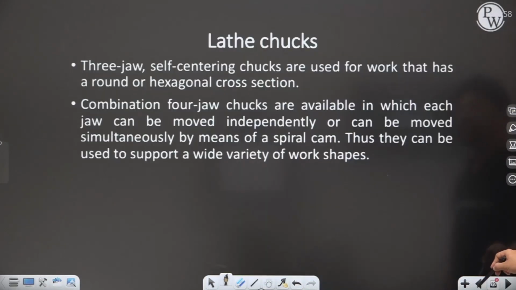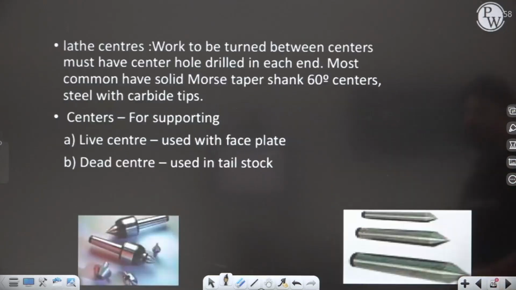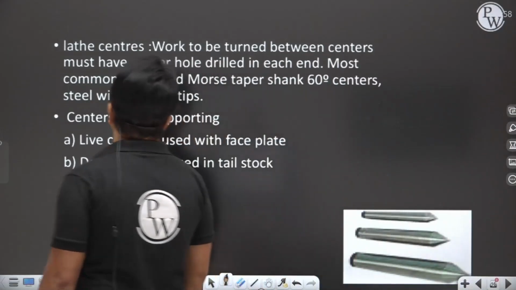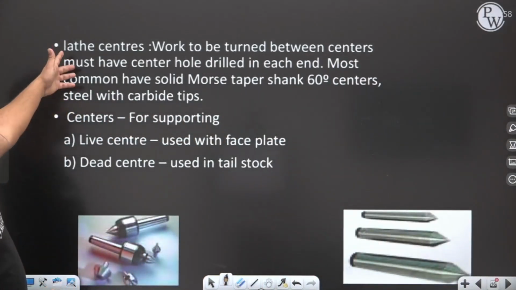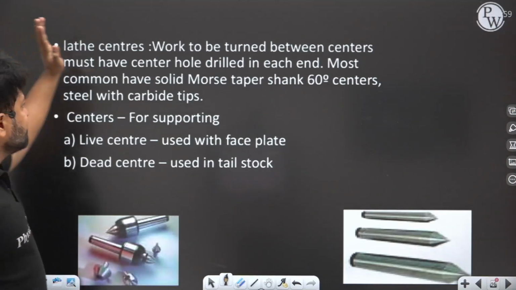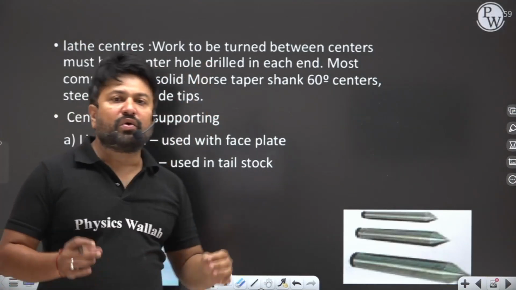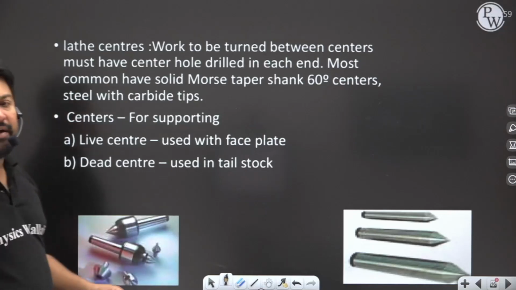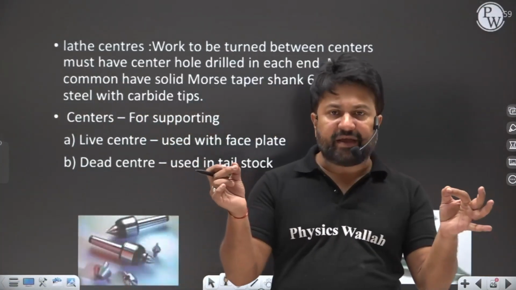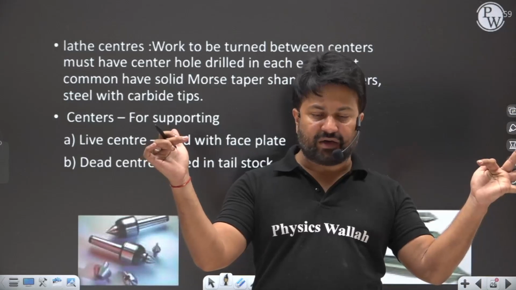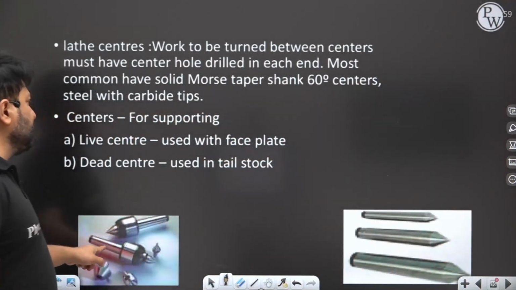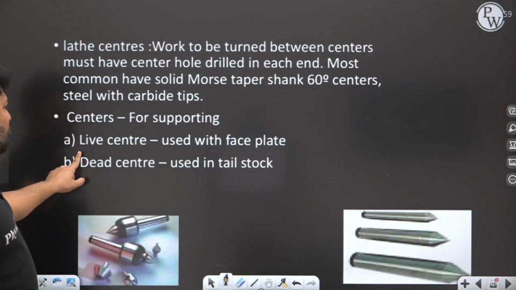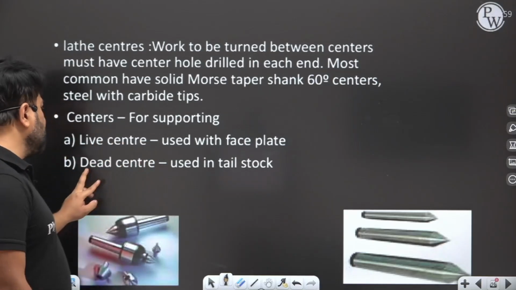Now, apart from the faceplate, there are some other types of work holding devices, and let me show you some. Basically, my dear, on a lathe, work to be turned between centers must have a center hole drilled. Whenever you hold the workpiece with the help of a live center and dead center, on both ends of the workpiece you have to make a small hole, so that you can hold that workpiece. Live center, dead center.